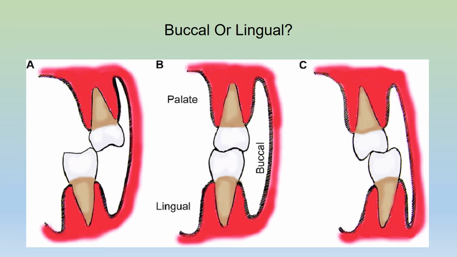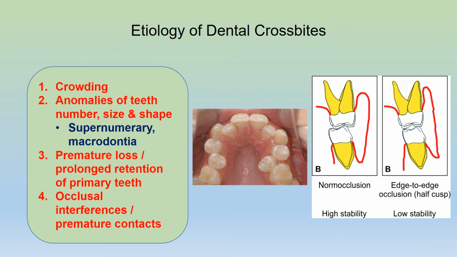Now a little small quiz. If B represents a normal relationship, how would you define A? Is it a buccal crossbite or a lingual crossbite? And what about C, which is buccal, which is lingual? Food for thought.